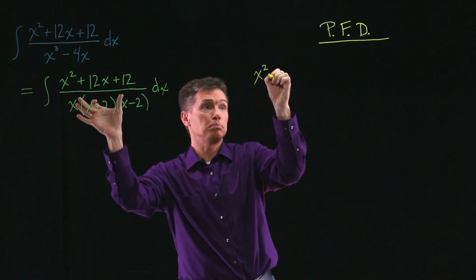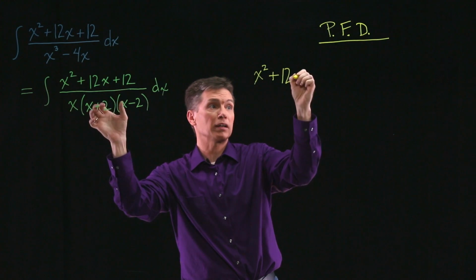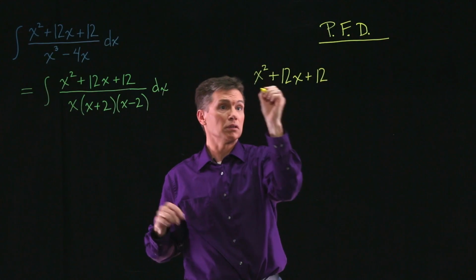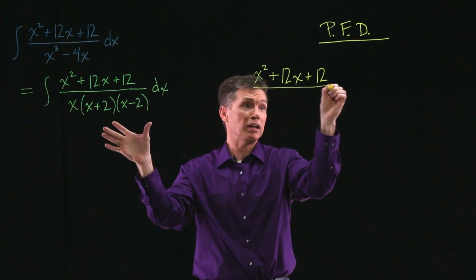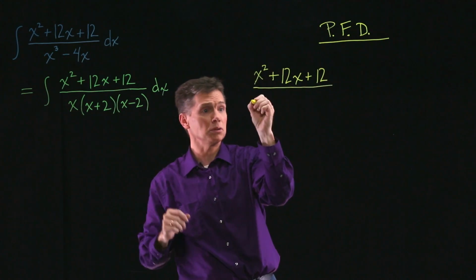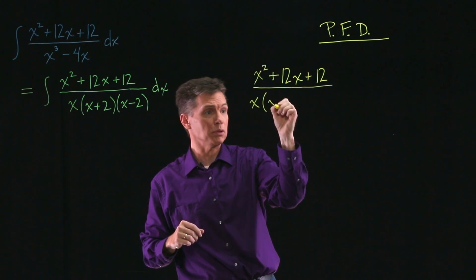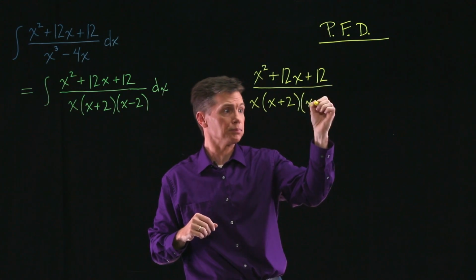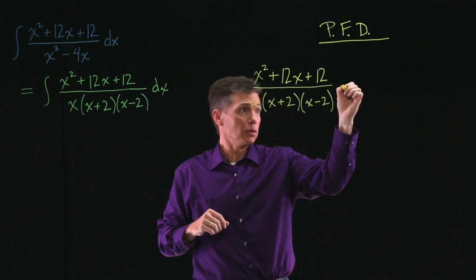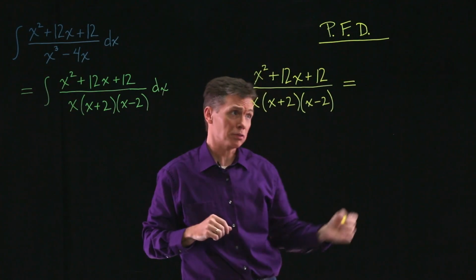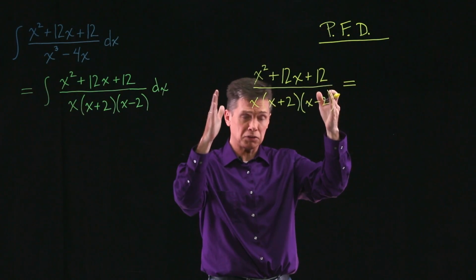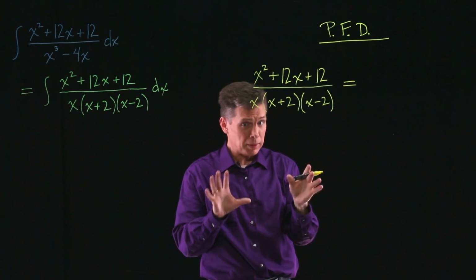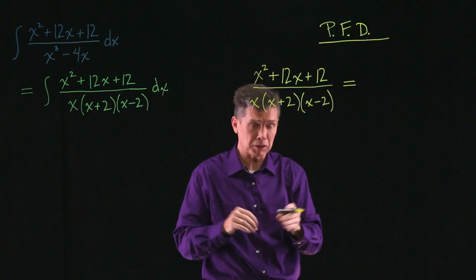Actually, I'll grab this one. Plus 12x plus 12. Grabbing this one because I want that factored version of the denominator. So x plus 2 times x minus 2. And the whole idea of partial fraction decomposition is you're going to take this rational expression and write it as something that's equal, but again, simpler to deal with in terms of our integration.